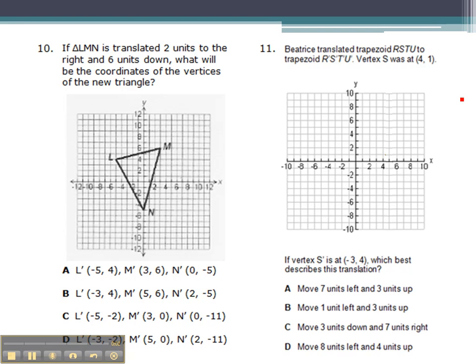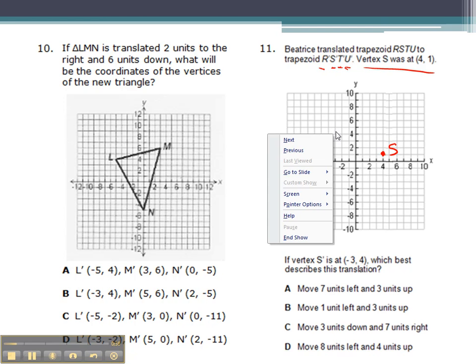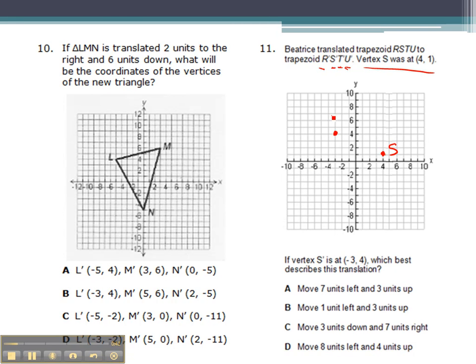Continuing the review with problem 11, it says Beatrice translated trapezoid RSTU to trapezoid R prime, S prime, T prime, U prime, and it tells us vertex S was at 4, 1. So let's plot that vertex. It would be right there. And then it asks if vertex S prime is at negative 3, 4, which best describes the translation. So let's plot S prime. It's at negative 3, so 3 to the left on the x-axis, and then positive 4, so 4 up in the y direction, and that will put S prime right there.